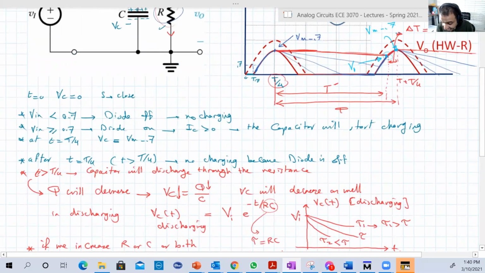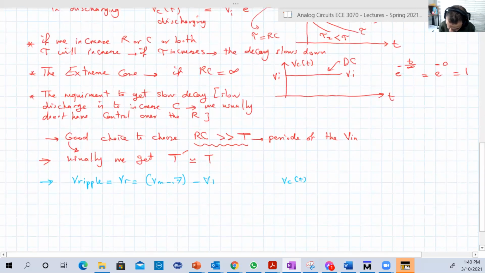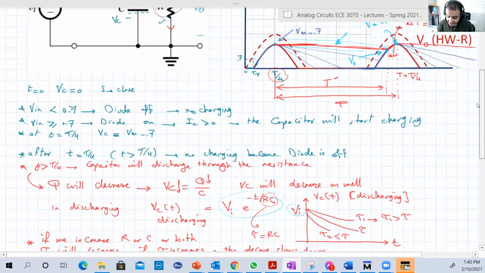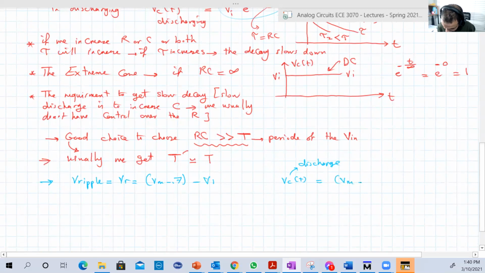Basically, we can calculate it if we know the relation of that line here, that decay. But we know the relation, because Vc of t during this discharge equals Vi. What is Vi? Look at this equation. Here is the equation of the discharge. We need Vi. What is Vi? The voltage at which we start the discharge, which is that voltage, which is also Vmax minus 0.7, times e to the power minus t over RC. That's it. But this is a nonlinear function.